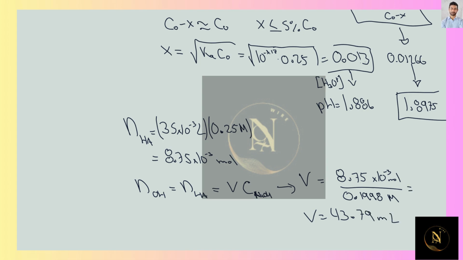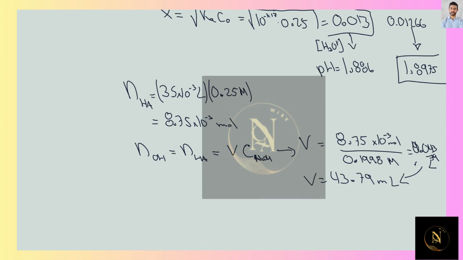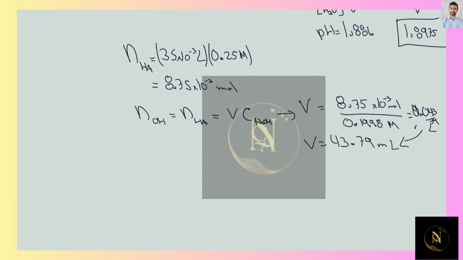Of course, this is 0.04379 liters. After that, convert this to milliliters, and we get the final result of the volume required. So now, what is the pH at 0.5 milliliters before the equivalence point? Well, first of all, we're going to round this up to 43.8 milliliters.